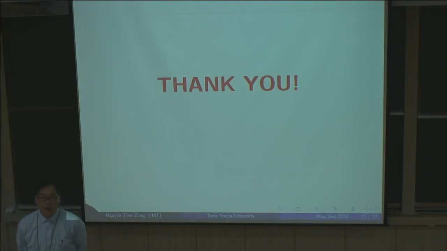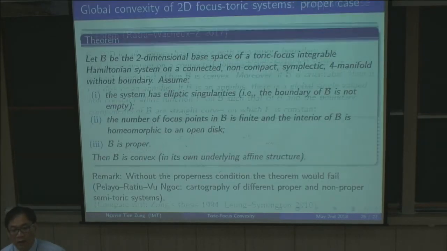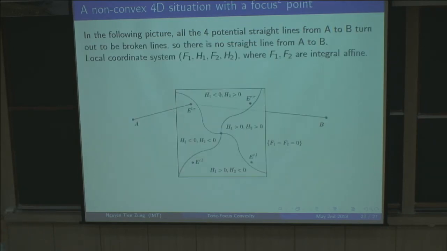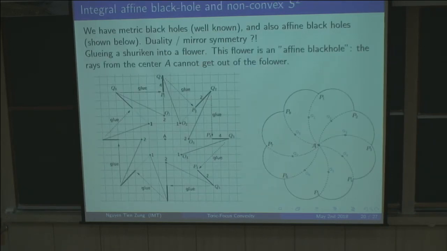Any questions? Yes. The example I have on slide 20, where you glue this flower. Yeah. So I have two questions about this. The first is, do you know what the total monodromy is? Yeah, it's set here. Whenever you have these spaces, basically it's always set here. And whether, let's say, rays nearby A can escape.